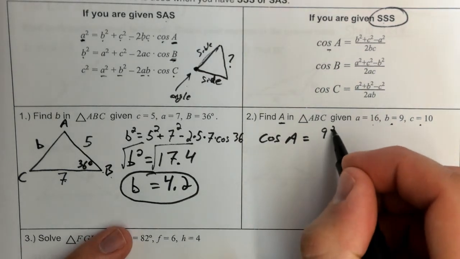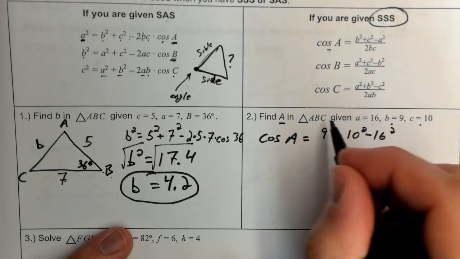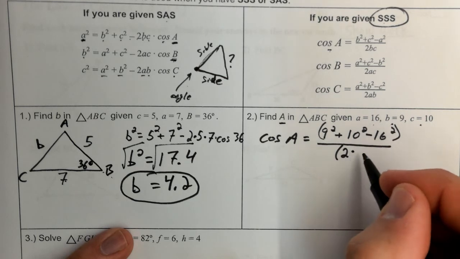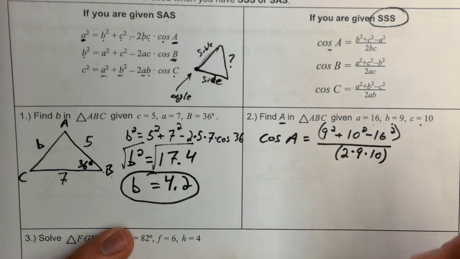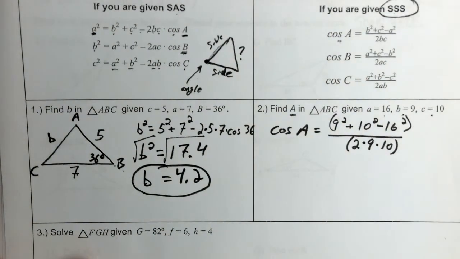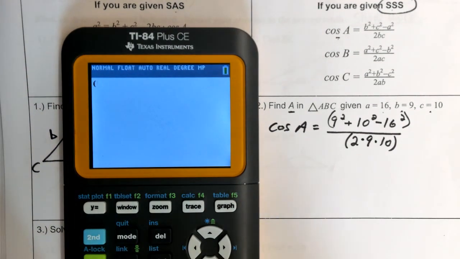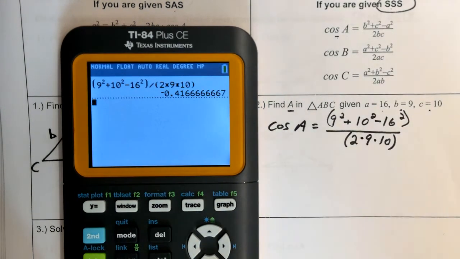So that's 9 squared plus 10 squared minus 16 squared, all of that in the top, divided by 2 times B times C. So 2 times 9 times C, which is 10. All right, the easiest thing to mess up here is typing the stuff into your calculator. So I'm going to use parentheses in the top and the bottom, and then I know it will do the order of operations correctly. So 9 squared plus 10 squared minus 16 squared, all of that goes in parentheses, divided by, in parentheses, 2 times 9 times 10, hit enter, and that's what you get.